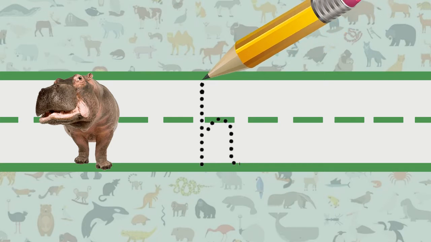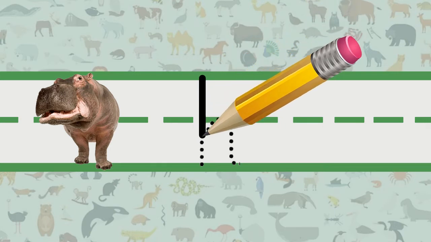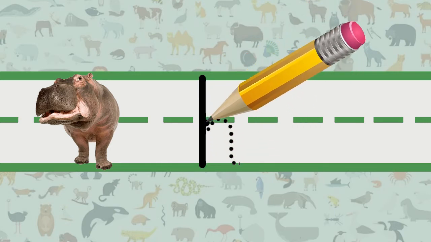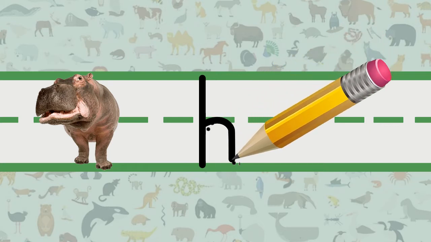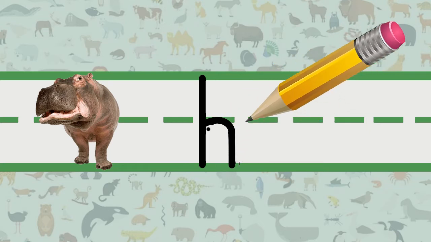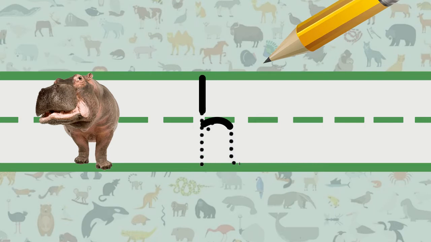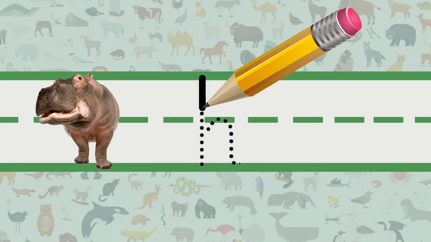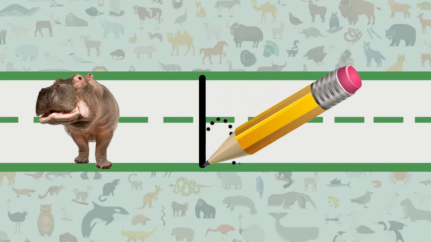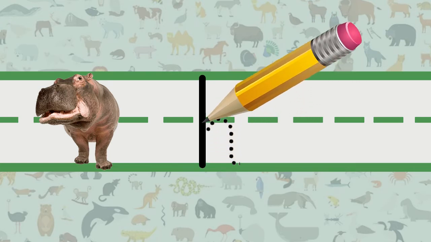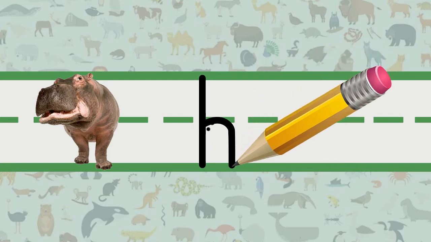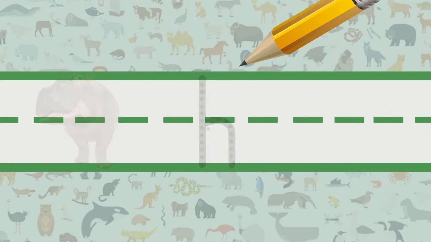Start at the top and draw a straight line down to the bottom. Then go to the middle and draw a curved line down to the bottom. Good job. Let's do that again. Start at the top and draw a straight line down to the bottom. Then go to the middle and draw a curved line down to the bottom. Good job. Let's write the letter I.